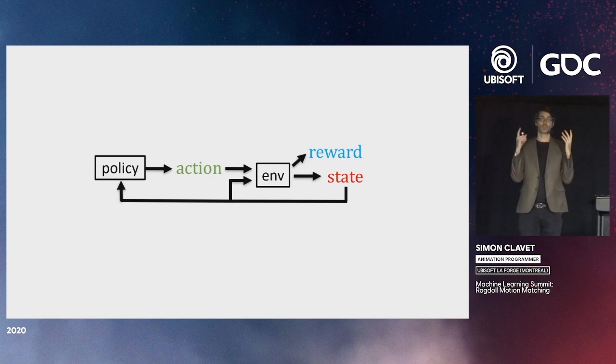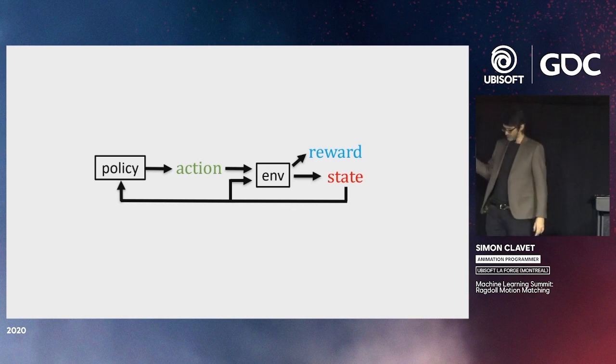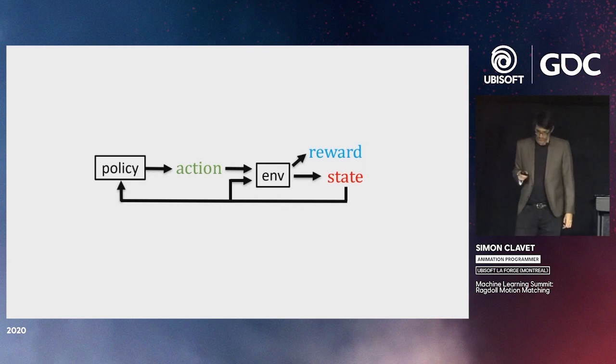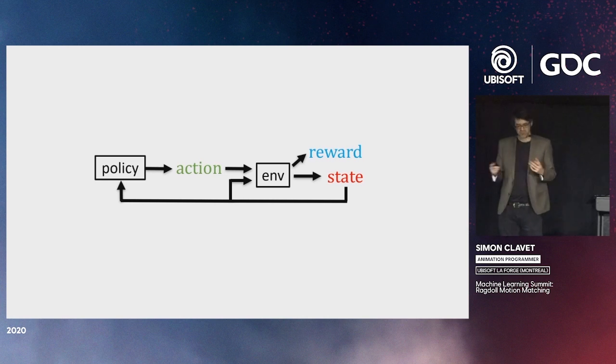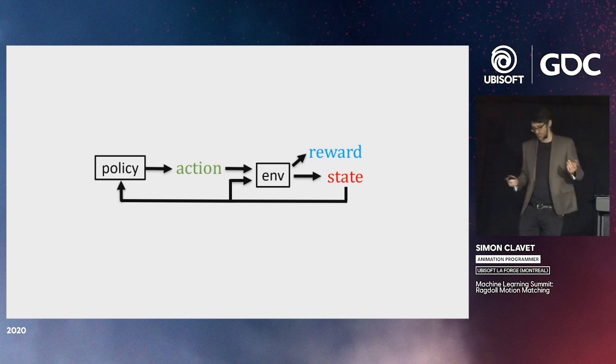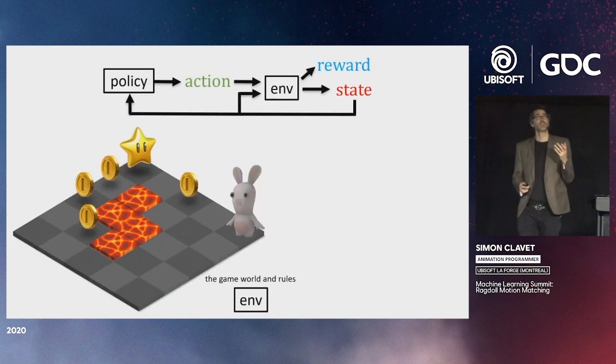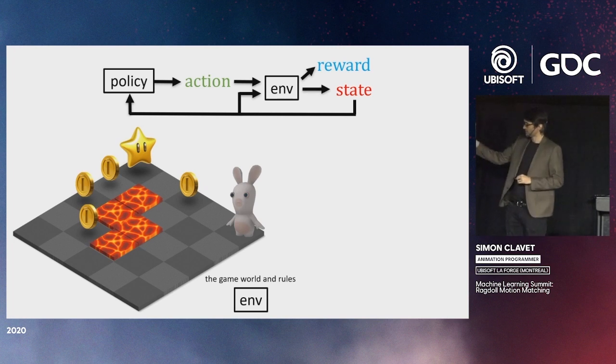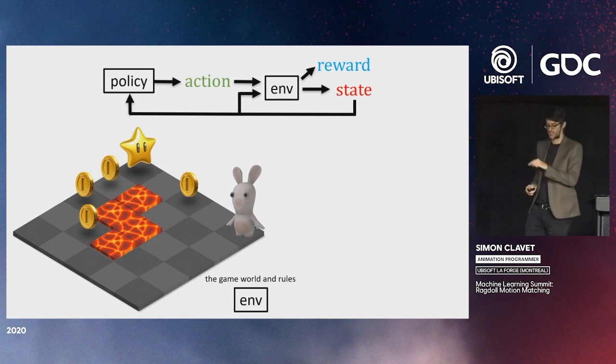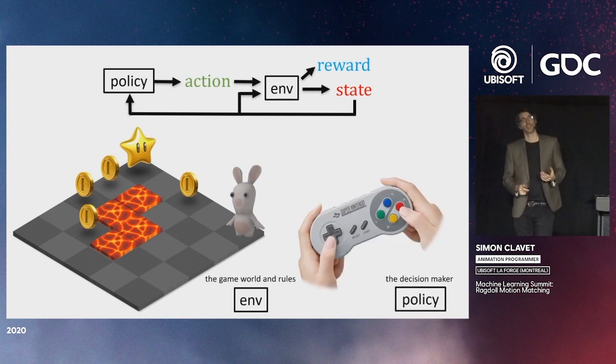So reinforcement learning is this. There's lots of little words and arrows there. There's env, the environment, and there's the policy. There's states, there's actions, and there's rewards. So what are all these things? The environment is the game world and its rules. So here's a little environment with a little character trying to move around and collect coins and stars and avoid stepping in lava. And the policy is the decision maker. So that's you when you press buttons on a controller, maybe.